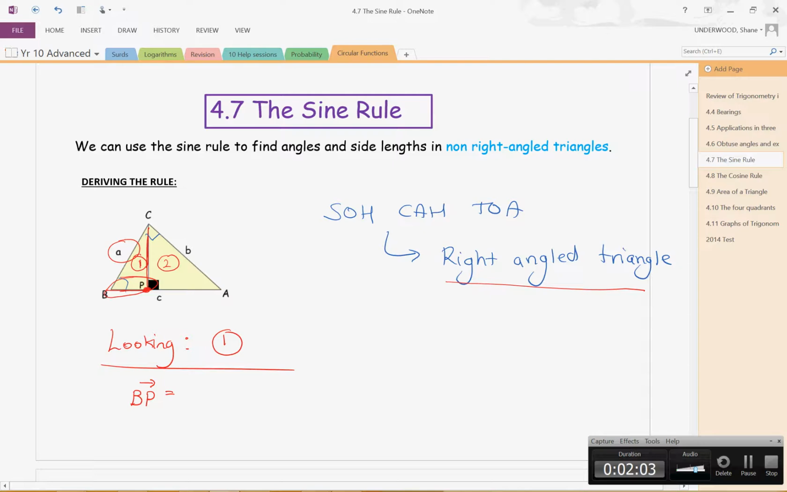How do we work out the length of BP? Is there any way we can work that out? I'm just going to pause it here and get you to think about it. So if you're watching this at home, I'd like you to think about how I can work out BP. I want to work out using SOHCAHTOA in triangles 1 and 2, and we're going to actually define this Sine rule. So I'm just going to pause.